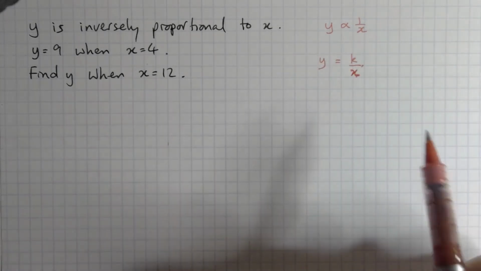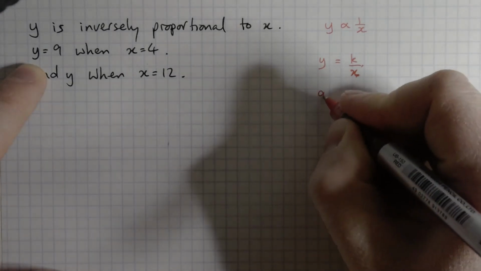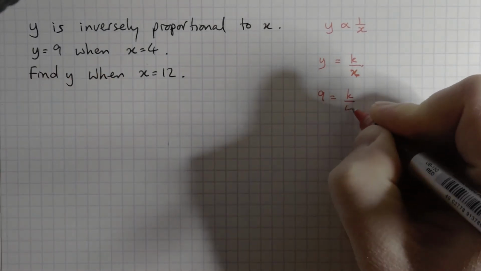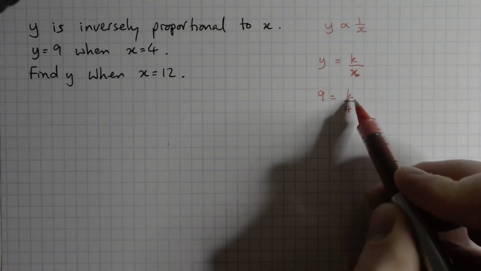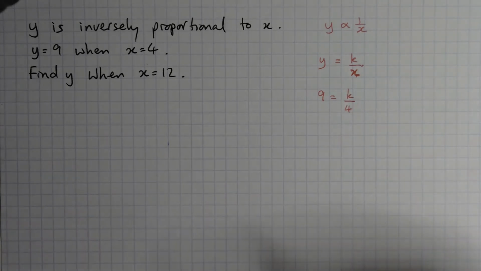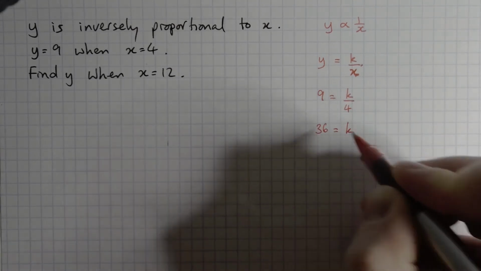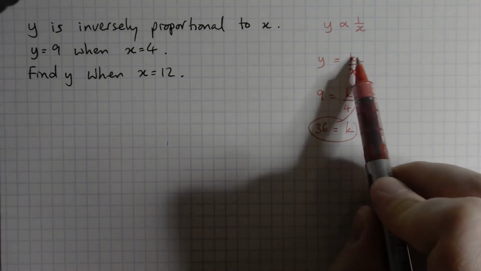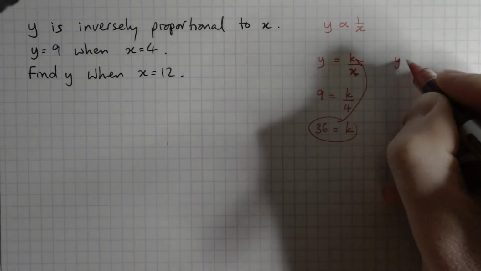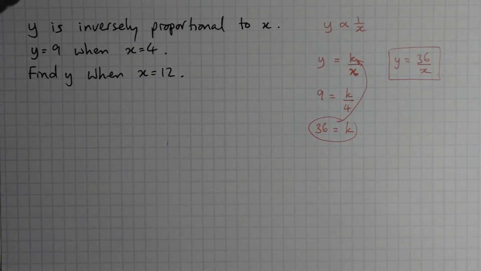Okay, so at the moment I know the relationship between y and x is a mystery number divided by x, but if I put these in, I can work out the mystery number. So when y is 9, x is 4. To get k on its own here, this says k divided by 4, so I need to multiply both sides by 4. So multiply this by 4, I get 36, multiply this by 4, I get k on its own. I can now put that back into here, so it's no longer y equals a mystery number divided by x, it's actually y equals 36 divided by x. So I know the formula for the rest of the question.